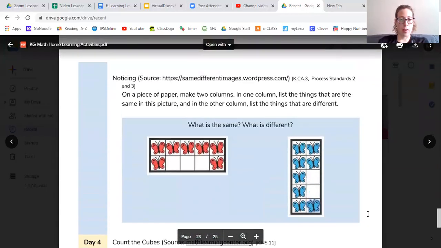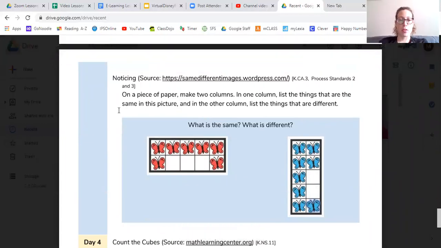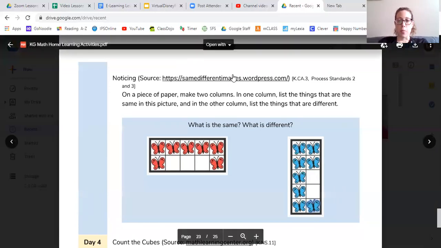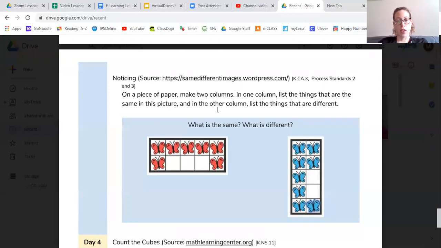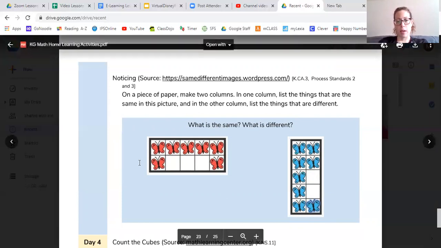All right, our last problem for today is on a piece of paper, make 2 columns. A column is one that goes long like this. A row goes across horizontally and a column goes down vertically. So make 2 columns. In one column, list the things that are the same in this picture, and in the other column, list the things that are different. So what is the same and what is different? You could also just write what's the same here and what's different over here.